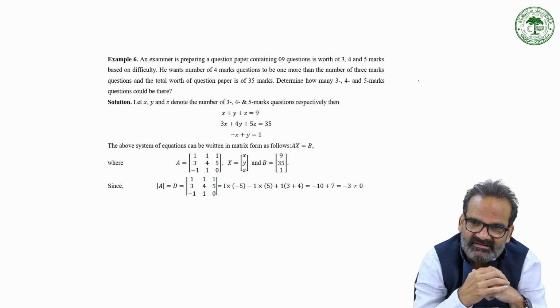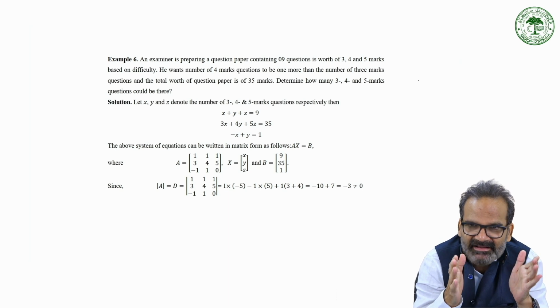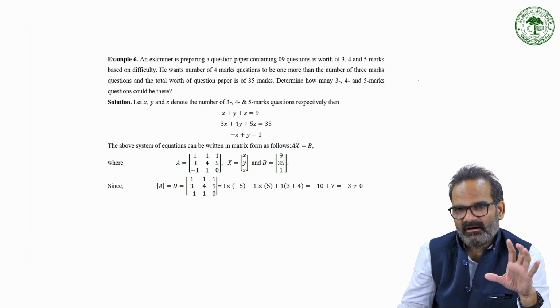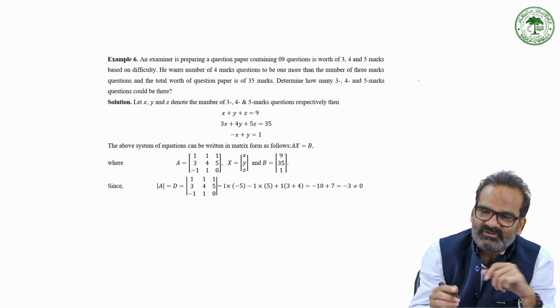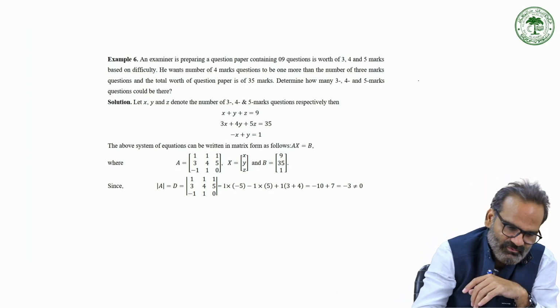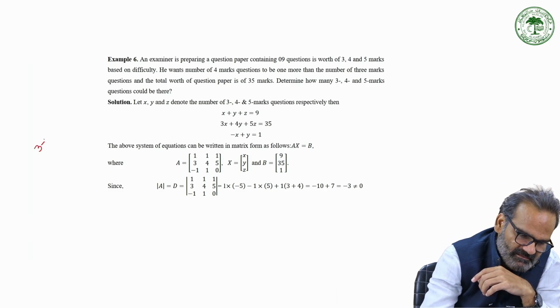So what is the objective? The objective is this: a paper is given to a teacher or an examiner. He has to set 9 questions, right? Total number of questions in the question paper is 9. Among all those 9 questions, there is a variety of questions. Few questions are of 3 marks, right?